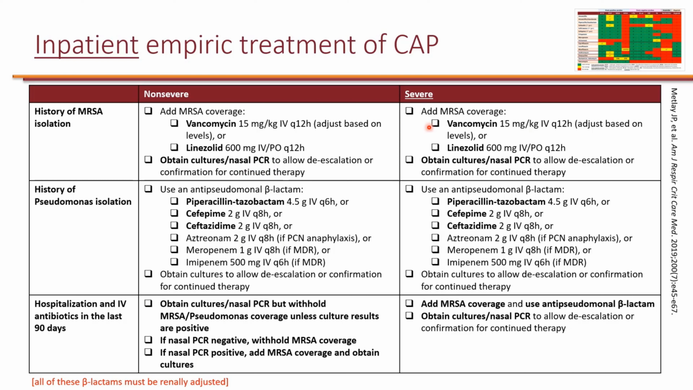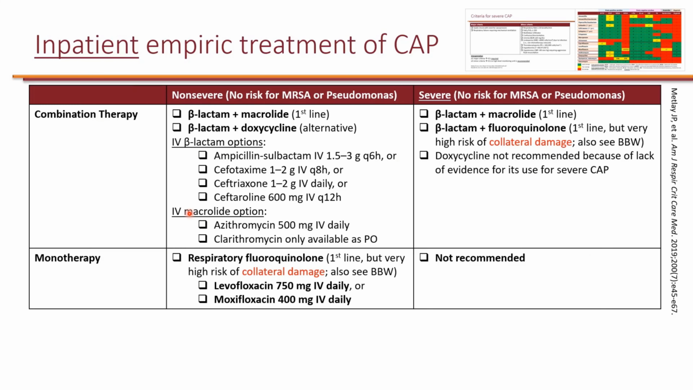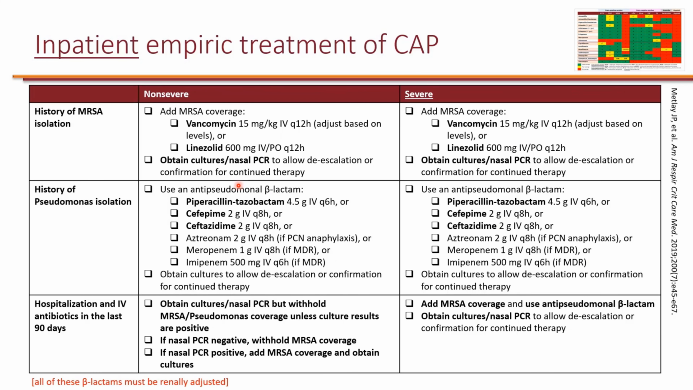So that's the same thing for either severe or non-severe. Now, when it comes to history of Pseudomonas isolation, depending on what you selected for your treatment of pneumonia, all you have to do is to make sure that you use a beta-lactam as part of your original regimen that covers Pseudomonas. So, for example, if you had chosen ceftriaxone, if your patient has a history of Pseudomonas isolation, instead of ceftriaxone, you would use a beta-lactam that has anti-Pseudomonal coverage. So either piptazo, cefepime, ceftazidime.